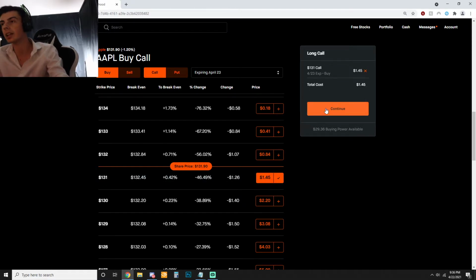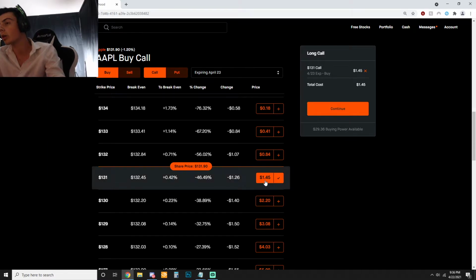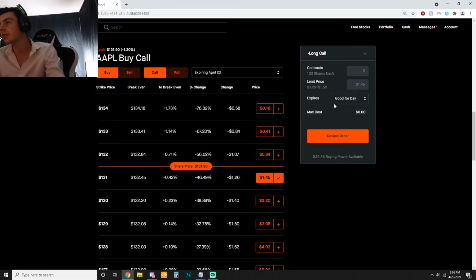And so if I were to buy something like this $131 call for $1.45, you actually have to multiply this number by 100. So one contract of that is 100 shares each. And so the final price, or the max cost, is $145. This right here is the price that you're going to put in for it.